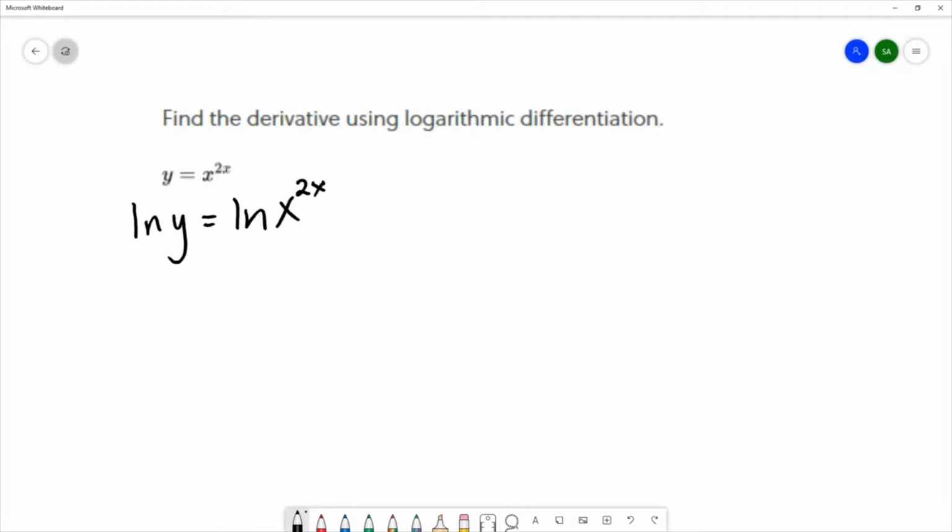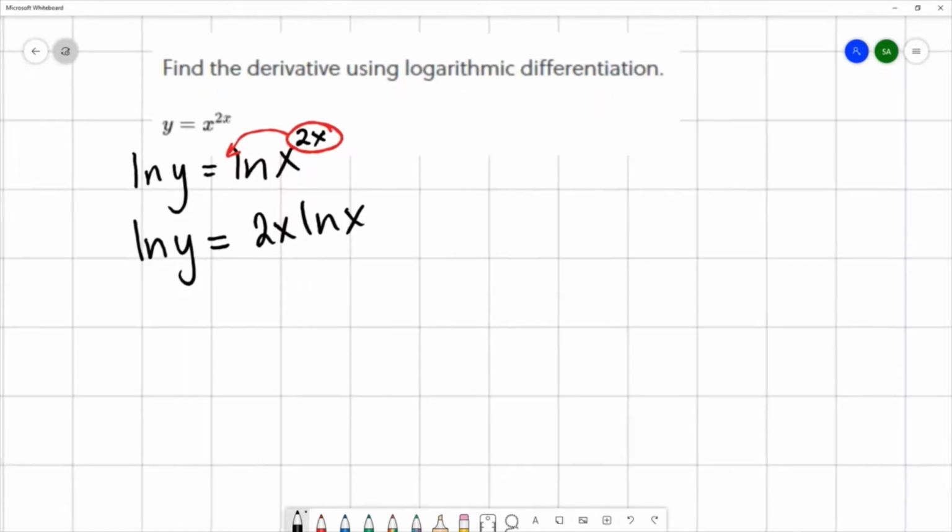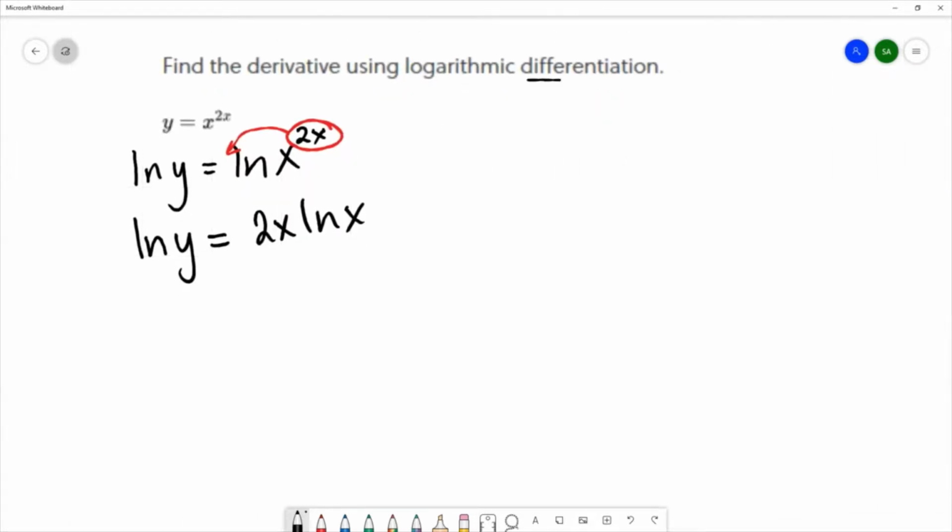And what this does is it allows us to use the power rule for logs. It allows us to take that variable that's in the exponent and bring it outside of the log. So that's going to give me natural log of y equals 2x natural log of x. So what we've done so far is algebra. And now we're going to do the differentiation part.